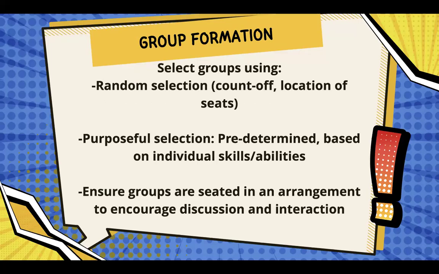So for group formation, you can use two different methods for selecting groups. You can do random selection where you count off. Maybe you go around the room and do one, two, three, four, or you go around the room and just tell them you're in this group, you're in this group, or you can base them off of the location of seats. So if they're all sitting in groups already, you can just automatically do those groups. That tends to be with their friends, so they might have an easier time talking or they might get off task. It just depends.